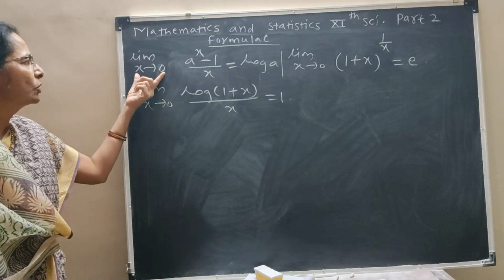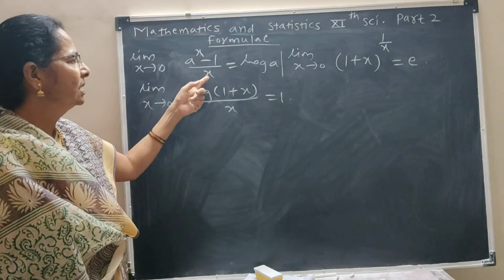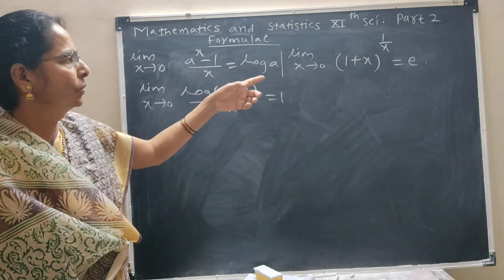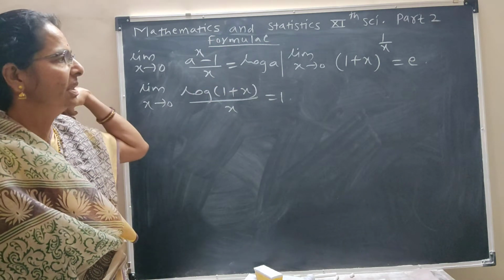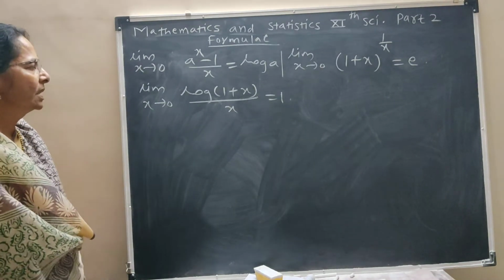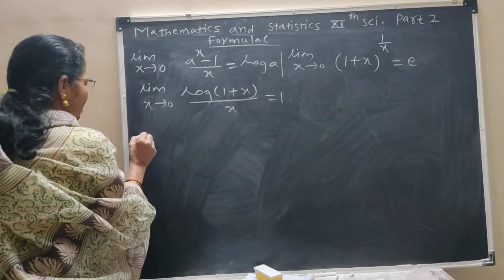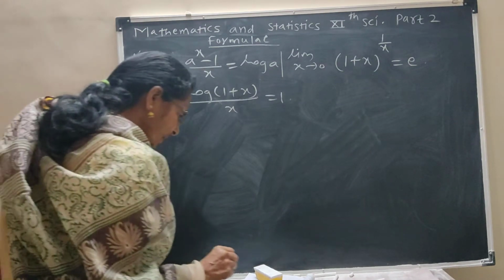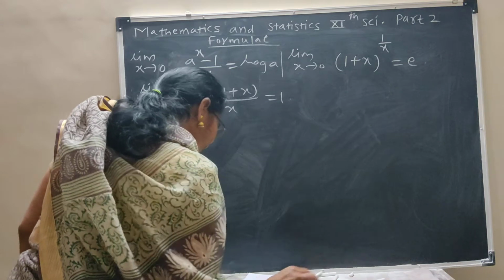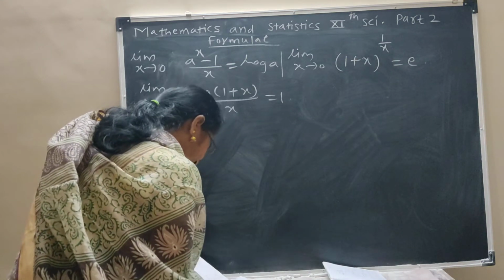Limit as x tends to 0, a raised to x minus 1 upon x is log a. Limit as x tends to 0, 1 plus x raised to 1 upon x is e. Limit as x tends to 0, log 1 plus x upon x is 1. Questions related with this, a raised to x question.